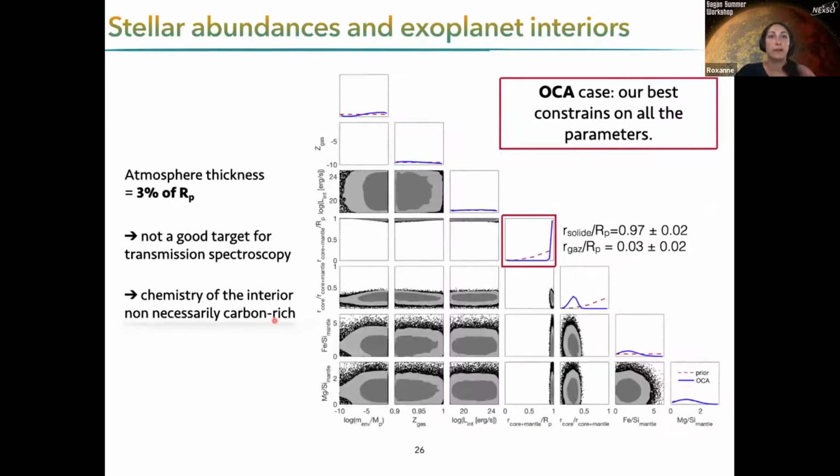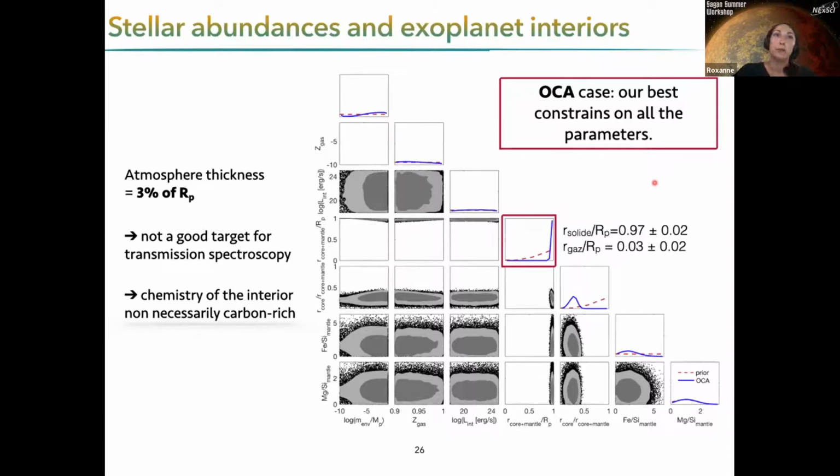So using all this information, we could say that the atmosphere of this planet is really thin. It's only 3% of the radius of the planet. So it's not a good target for doing transmission spectroscopy. But the chemistry is not necessarily carbon rich. It could be made more of silicate, for example. And actually combining strong correlation, abundances and the basic parameters constrains best the interior, the structure of the planet.